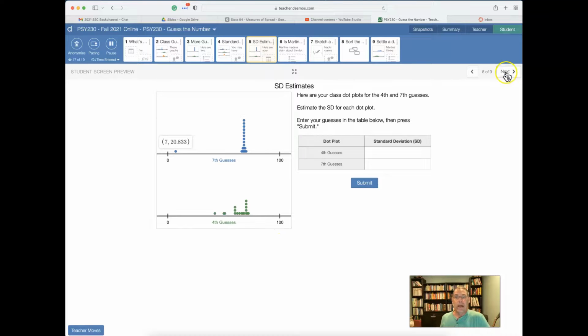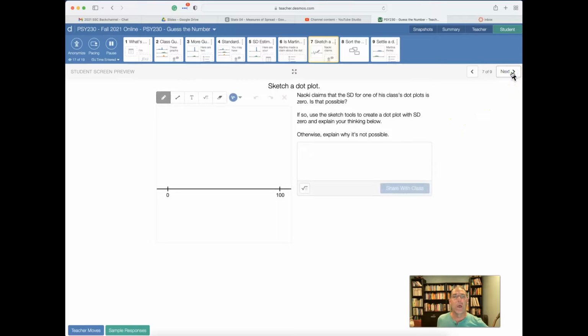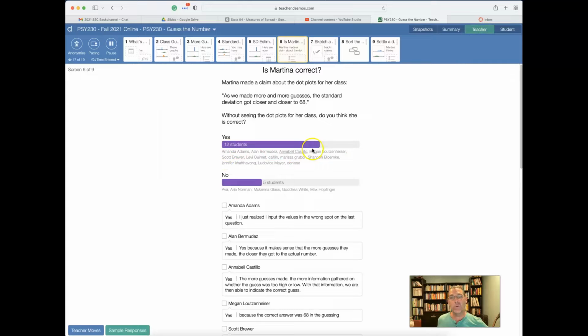Okay. So then we can ask, and this is an important one, and then I'm going to stop for now because I do have the other video, but this is an important idea. Martina made a claim about the dot plots for her class. As we made more and more guesses, the standard deviation got closer and closer to 68. Without seeing the dot plots for her class, do you think she is correct? Whoops, I want to go back and look at what people said. Most people said yes. Okay, the answer is no.